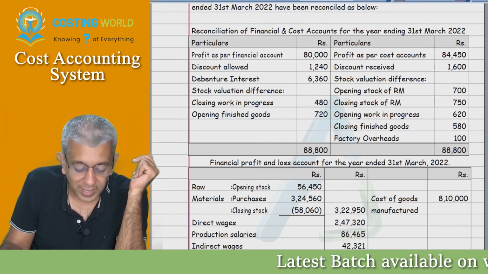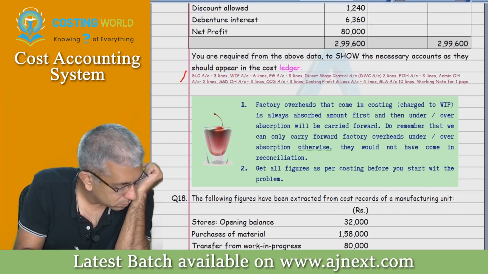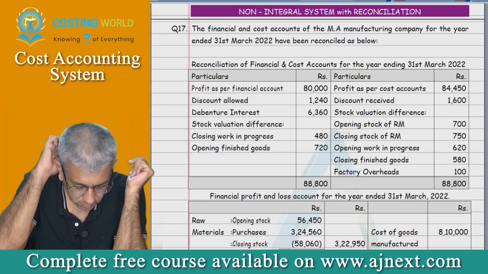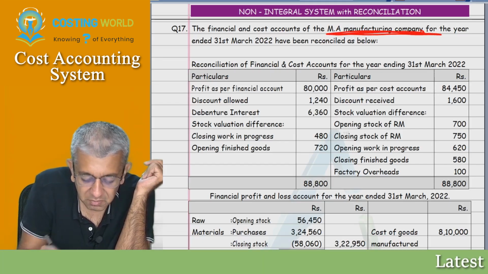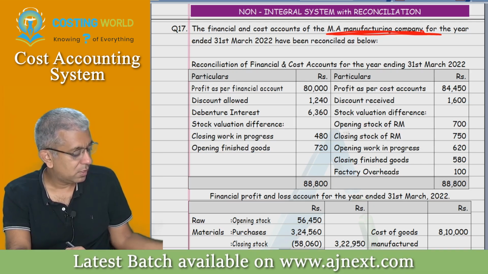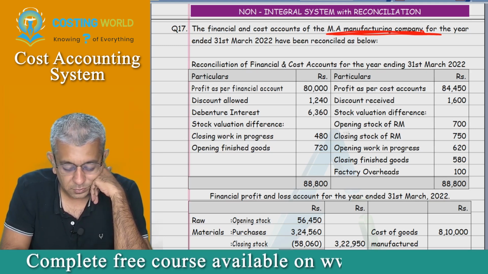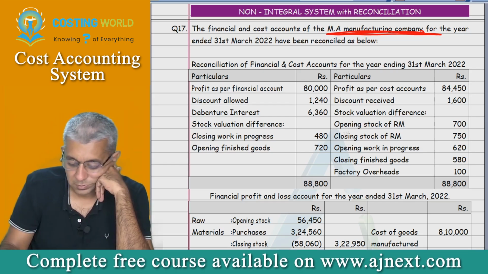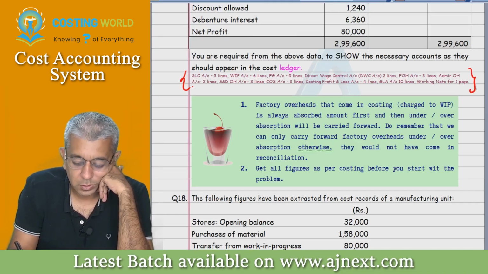Listen, you will give the heading as question number 17 and you all make these accounts now, please. You all can give a title: In the books of MA Manufacturing Company. You will make these accounts, please.